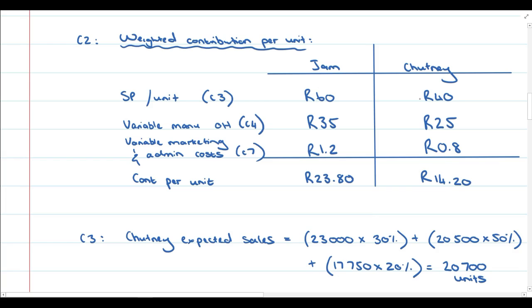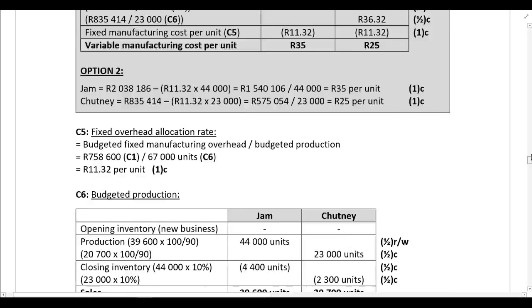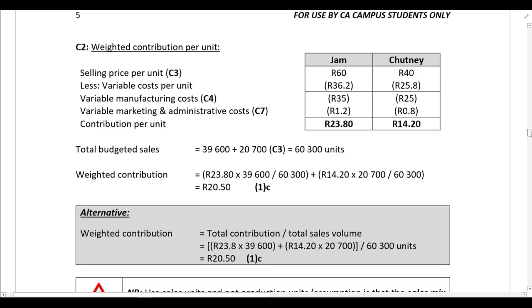Right, and then because the company sells two different products, we need to calculate a weighted contribution per unit. And remember, you calculate the weighted contribution per unit by using the sales mix. So please, you must look at budgeted sales and not budgeted production when you are performing this calculation. So once again, guys, very simple. So I'm just going to quickly jump to the suggested solution just to save a bit of your time over here. So budgeted sales for jam is 39,600 units, and for chutney, we calculated it to be 20,700 units. So in total, budgeted sales are 60,300 units.